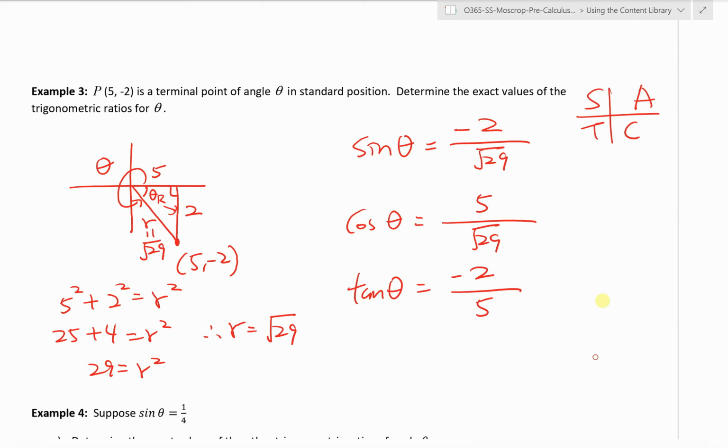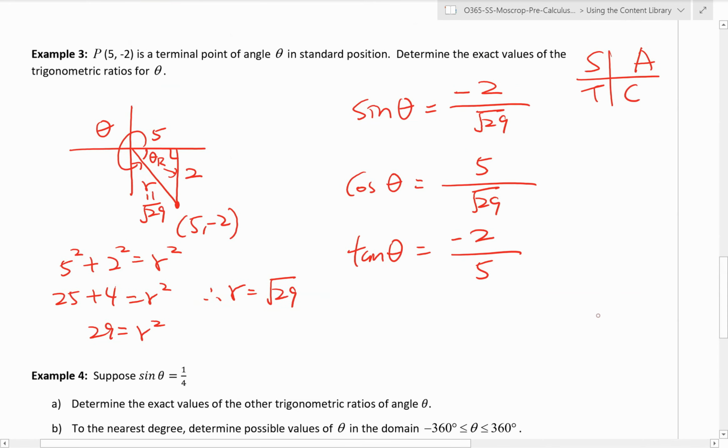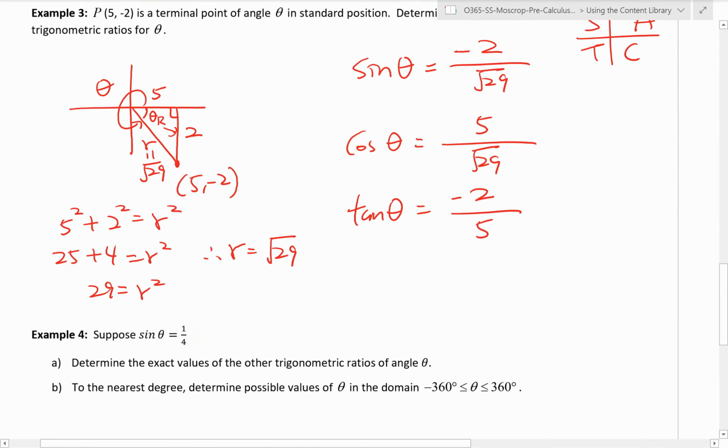Okay, so that's example number 3. Hopefully that was not too difficult. This really should be from the previous lesson, right? Because we're only dealing with angles in the fourth quadrant, right? It's not more than 360 or less than 360. So this one's not too bad. More like a review here.